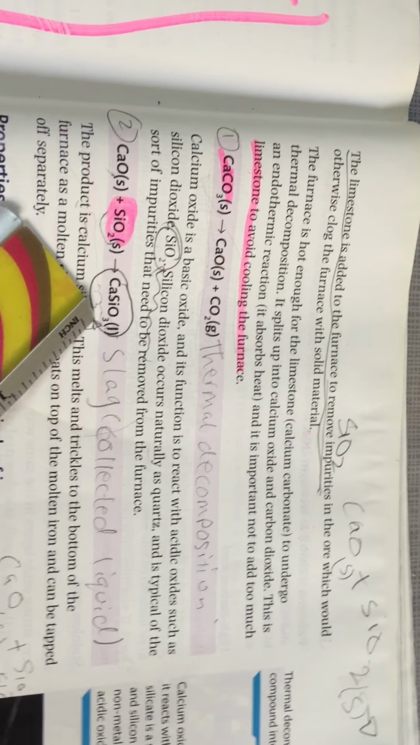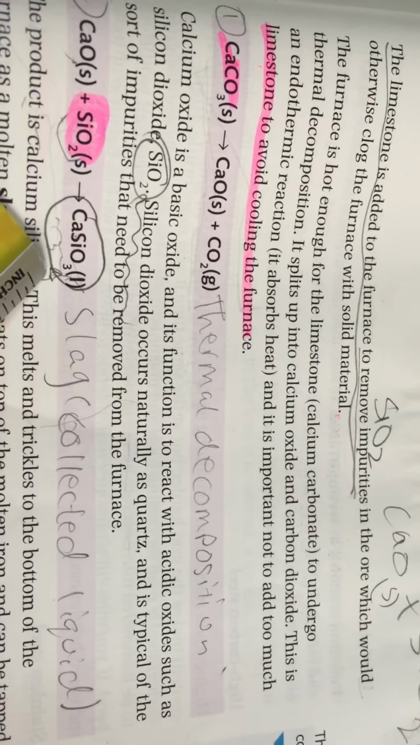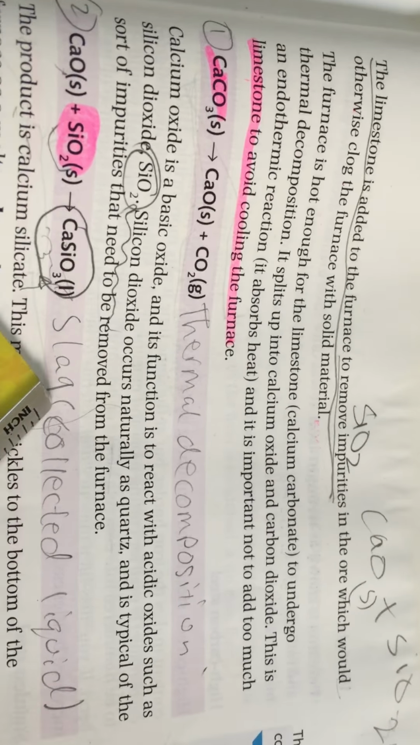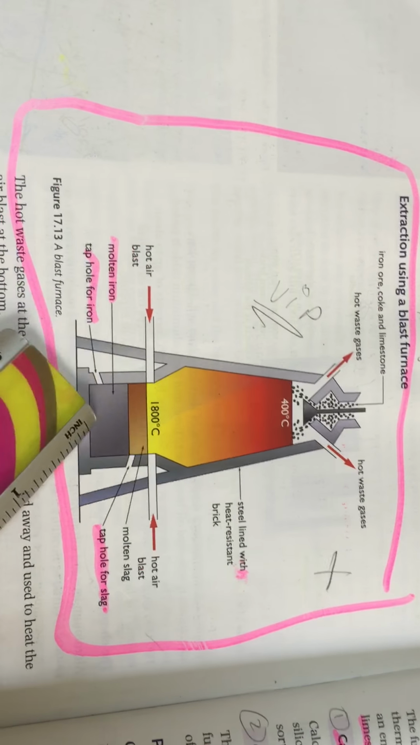What do we call this calcium silicate? You have to know the formula, CaSiO3, okay? And this calcium silicate, we call it slag, okay? You will find it here down. It can be collected on the top of the molten iron, okay? You have to know how to label the blast furnace, important.